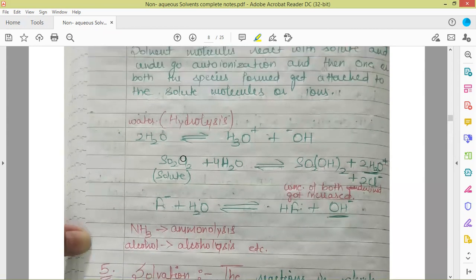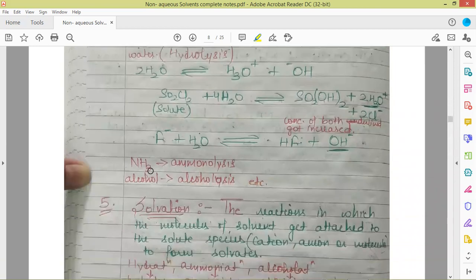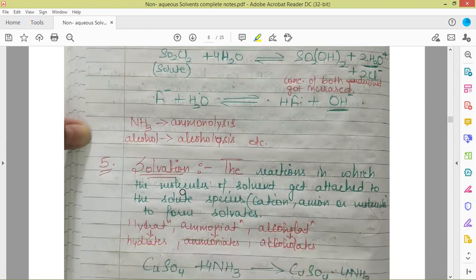Similarly, reactions carried out in water are called hydrolysis. When we take ammonia as a solvent, that will be called ammonolysis, and if we take alcohol as solvent, those will be called alcoholysis. So based upon the solvent, these are named accordingly. In general, we call them solvolysis reactions, where solvent molecules break based upon the choice of the solute.